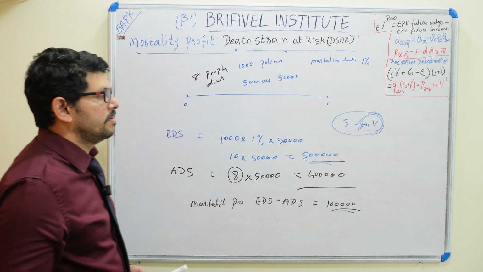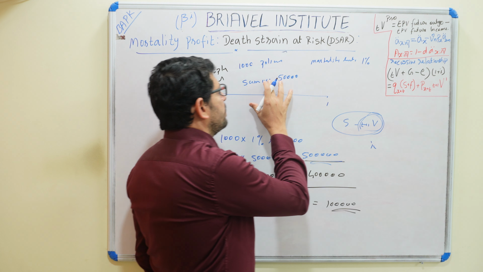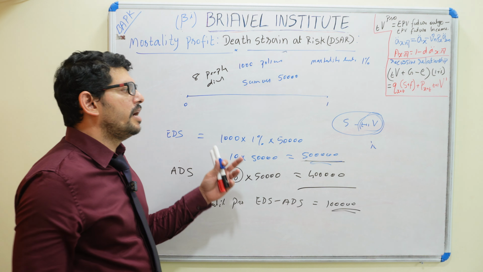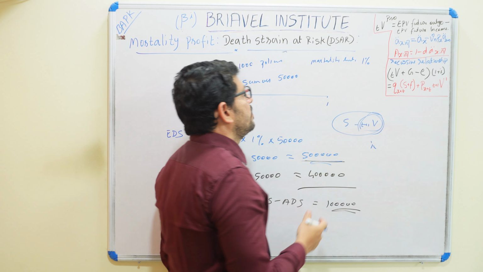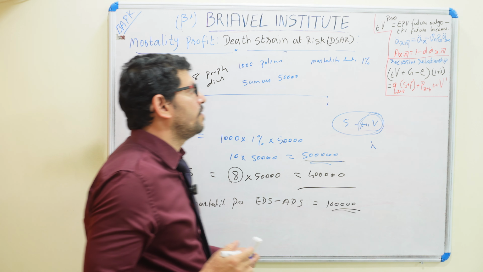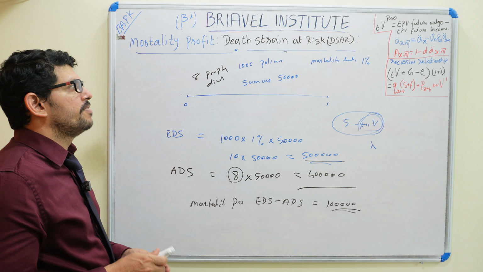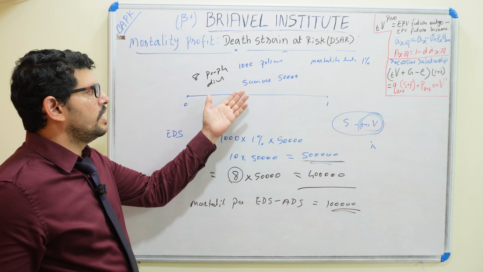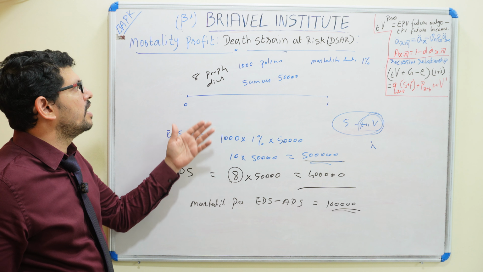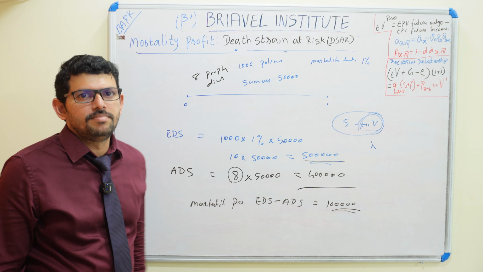There are different classes: sum assured payable immediately on death, some benefits payable on two lives, and many other classes. We will discuss the different types of problems one by one in the coming classes. It will be almost 8 to 10 classes for mortality profit. Thank you.